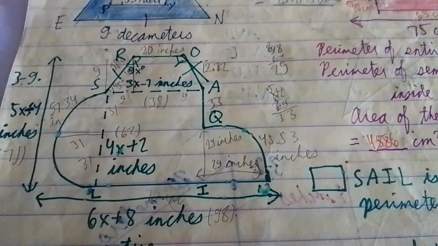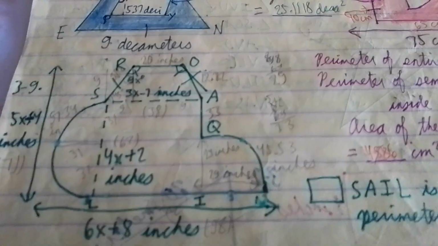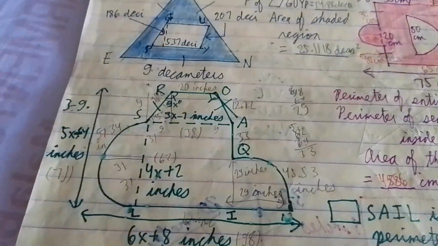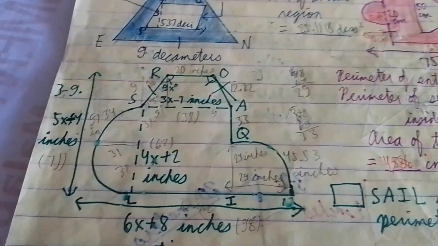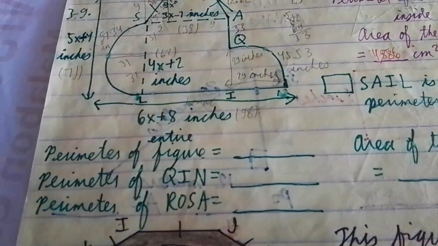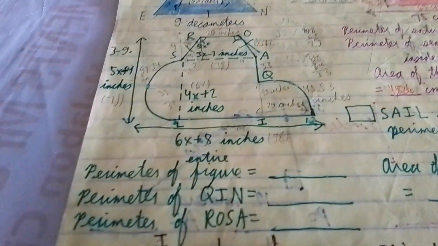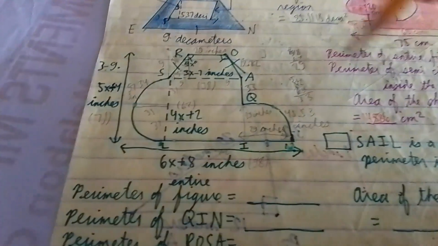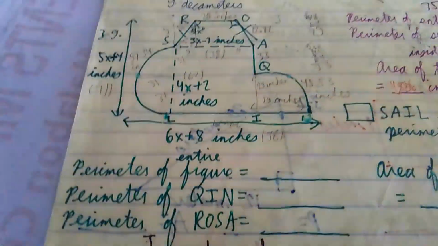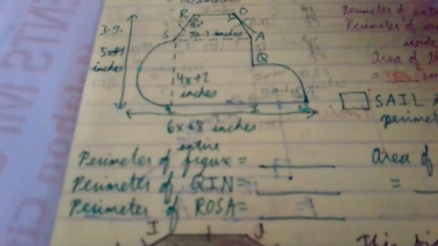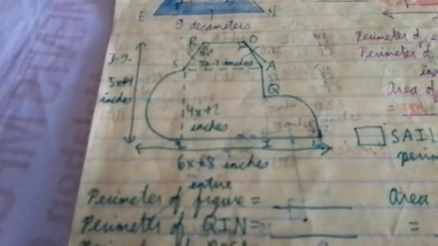Welcome back, people. Just like what I said, we're still not yet done with the problem, because what we just did in part 1 was just solving for the dimensions. Now we are going to solve for the real thing, which is the perimeter and area of the figure. For the perimeters, we solve for the perimeter of the entire figure, the entire thing, the perimeter of QIN, which is this fellow, right? And the perimeter of Rosa, this one, the trapezoid.